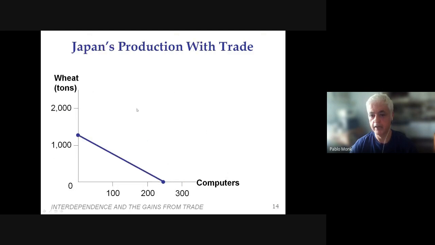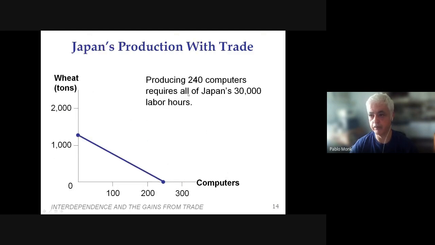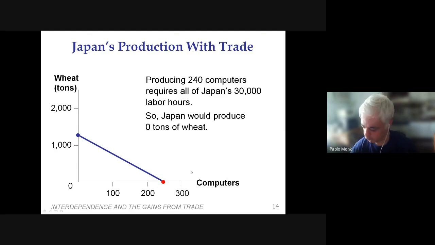Okay, great. And Japan, they produce 240 computers, and that would require all of their labor hours. So they would have no wheat. Damn, no noodles. What is Japan like with no noodles? That doesn't sound like the Japan I know. So that sounds like a terrible life. But they could make this choice, right? Okay, great. So this would be the situation.